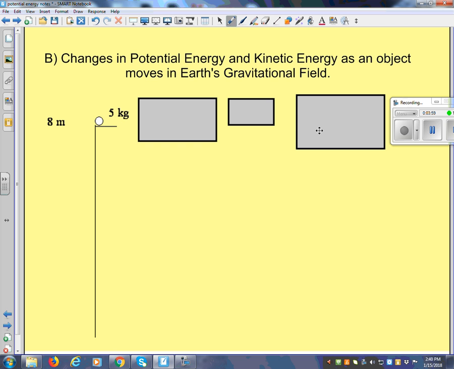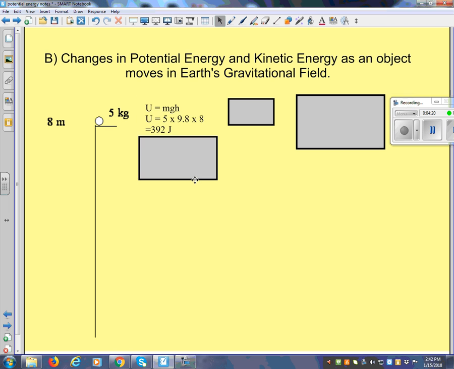Okay, let's say we've got a 5 kilogram ball, cannonball, something or other. It's on an 8 meter high ledge. This one you might want to jot down. This is a good sort of example. At that 8 meter height, the potential energy is 5 times 9.8 times 8, so it would have 392 joules of potential energy, just stored in the object, just sitting there ready to do work.